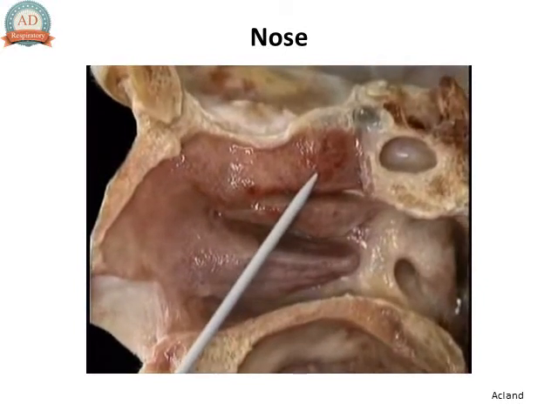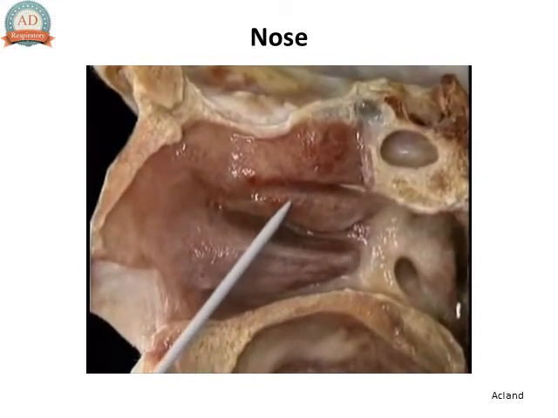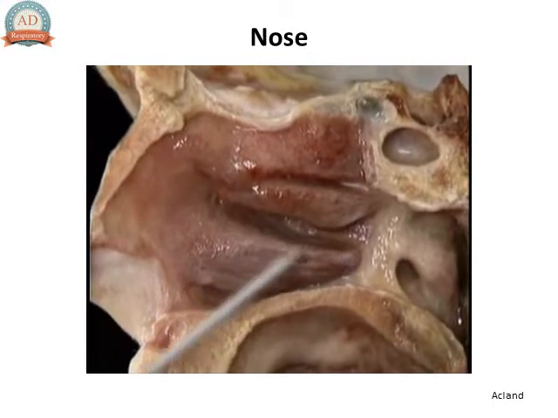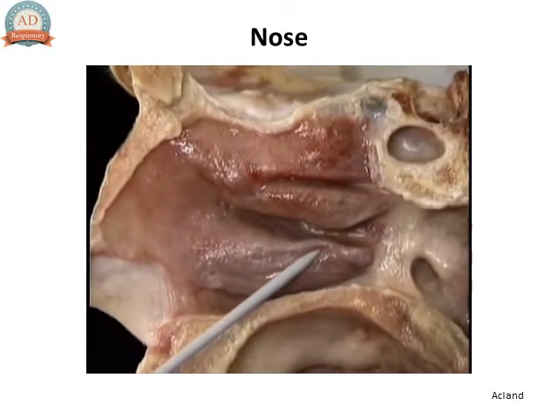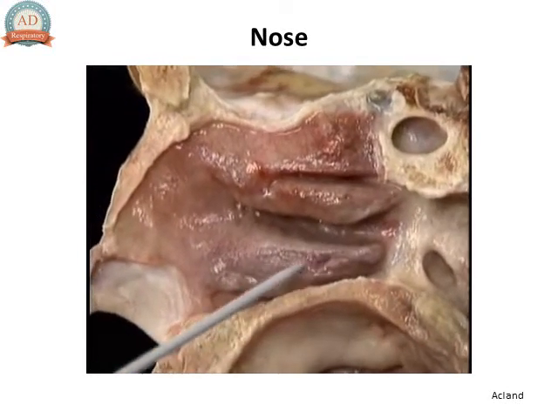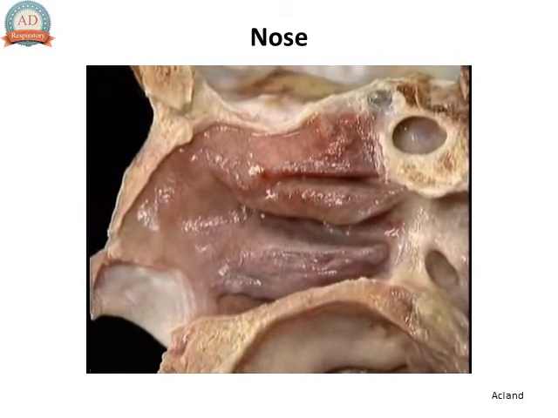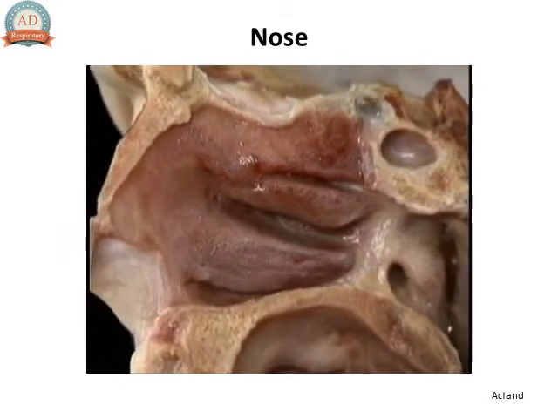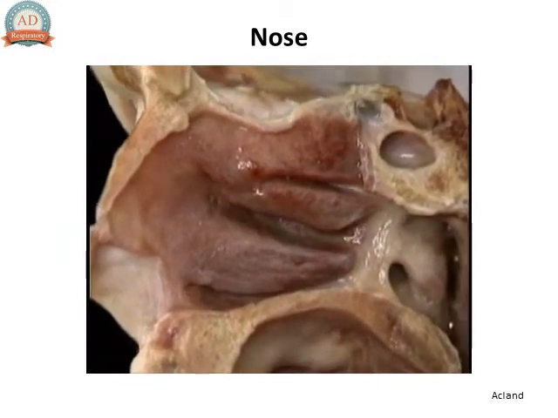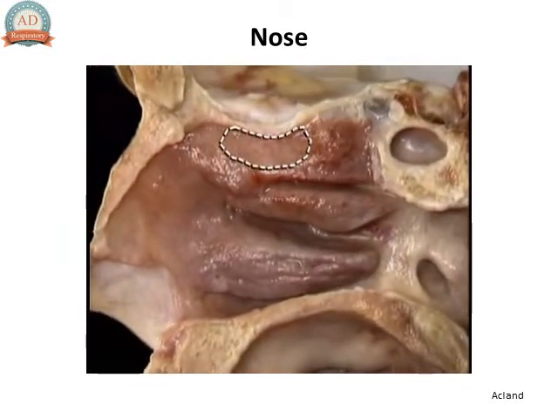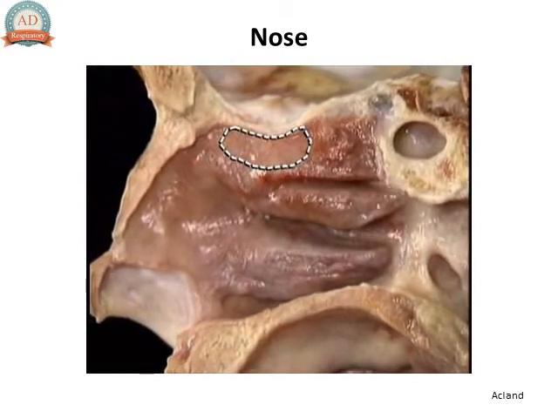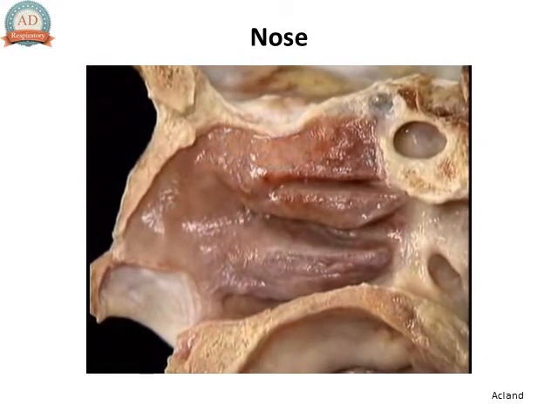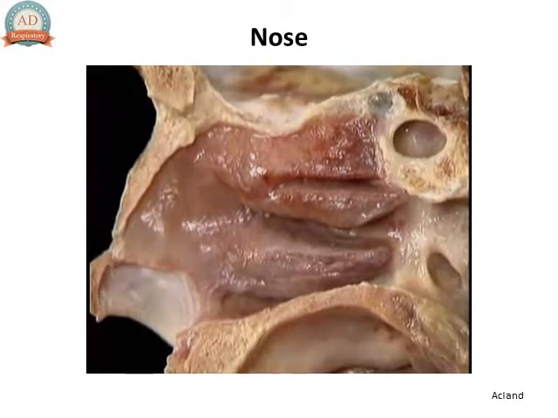Here are the conchae, superior, middle, and inferior. The mucous membrane that covers them is richly supplied with mucus glands and with blood vessels. The complex surfaces of the conchae have important functions in humidifying the inspired air and warming it. This olfactory area, like the corresponding area on the septum, contains olfactory nerve fibers and nerve endings.